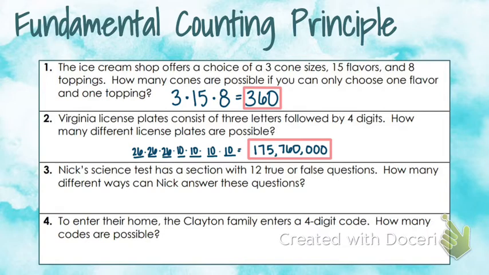All right, number 3. Nick's science test has a section with 12 true or false questions. How many different ways can Nick answer these questions? Okay, so each question gets its own blank. 1, 2, 3, 4, 5, 6, 7, 8, 9, 10, 11, 12. Now, these are true or false questions. So, how many options are there for each question? There are 2. So, there are 2 options for all 12 questions.